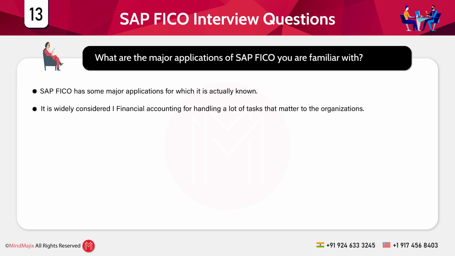The next question is, what are the major applications of SAP FICO that you are familiar with? SAP FICO has major applications for which it is widely popular. It is widely considered for financial accounting for handling a lot of tasks that matter to the organization. In fact, all the matters in accounting can easily be managed with this approach. It also has applications in asset and cost accounting. The project system accounting can also be managed in a reliable manner. The users are free to consider it for the purpose of consolidation. Apart from this, SAP FICO has large-scale applications in real estate, which is one of the emerging domains across the globe in the present scenario.